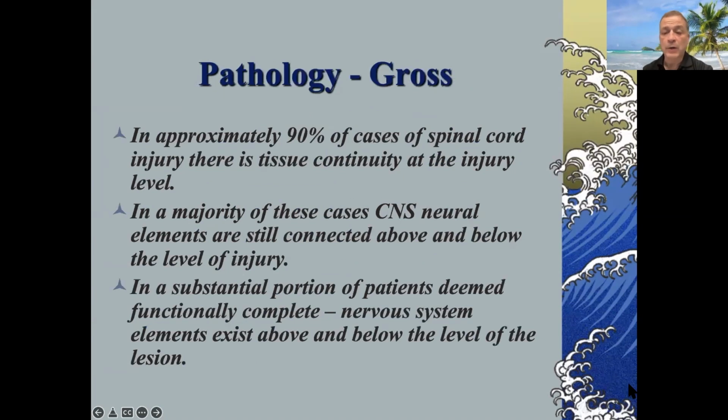When you look at the spinal cord grossly after injury, interestingly, in most cases the spinal cord is in continuity in some way, either attached by axonal remnants or astrocytic remnants, scar tissue, or intact axons that are simply non-functional, possibly demyelinated. So even someone who is so-called complete may still have neurological elements bridging the area of injury. That's an important point in terms of trying to identify possible treatments.